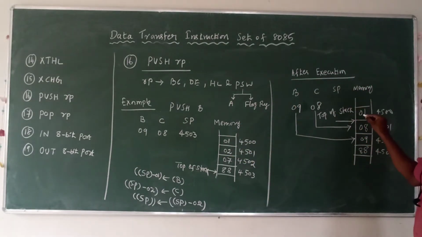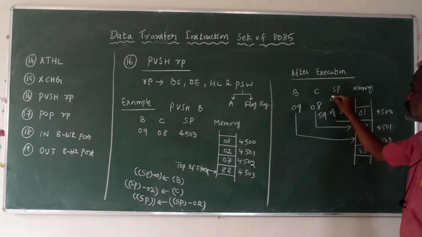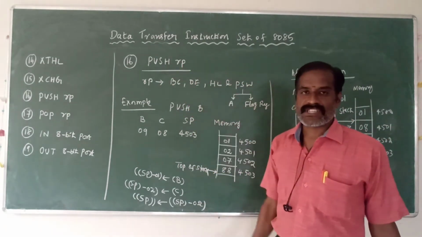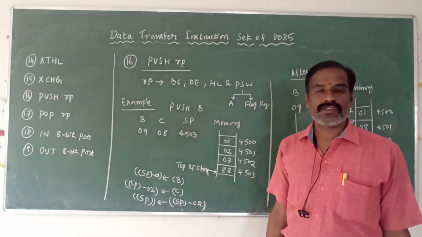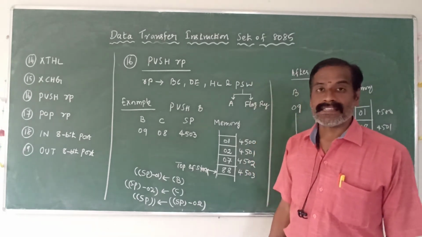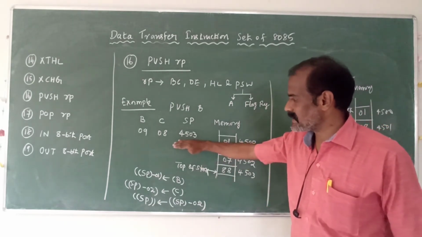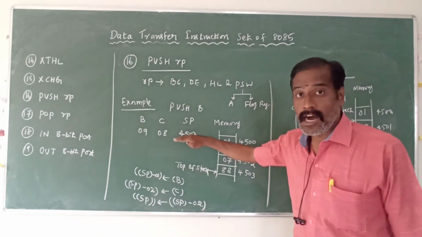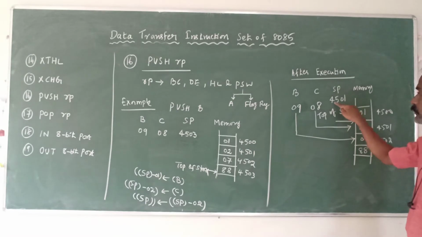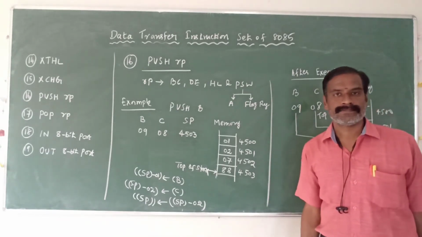Now the stack pointer address after executing this instruction is 4501. This is the top of the stack. In push operation, to push the data of a register pair into the stack, the stack pointer address will be decremented twice. The present address is 4503. After this instruction executes, the stack pointer address will be decremented twice. Any doubt? Okay.